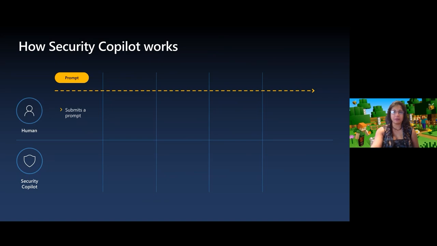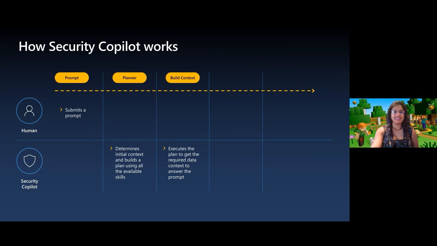After the user submits a prompt, the Security Copilot Planner uses security-specific AI orchestration to determine the context and build the plan using the available skills that come with Security Copilot. It then executes the plan and gathers all the necessary content and data. Next, it combines the data and context, formats the data, and works out the response and then delivers the response. All of this can happen in just seconds.